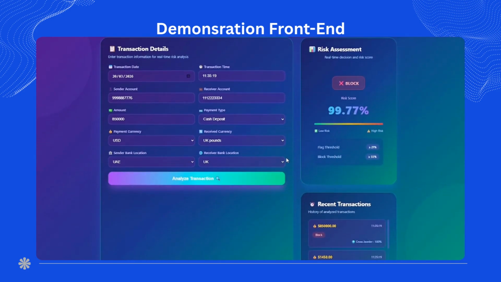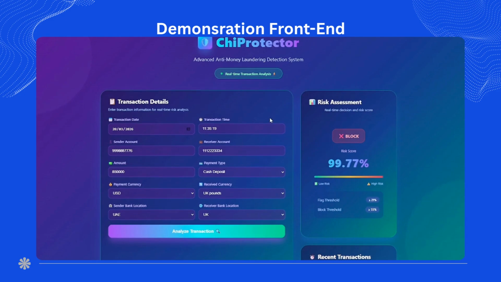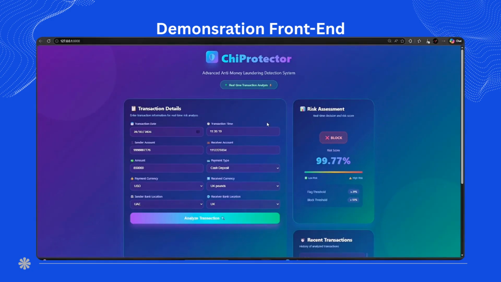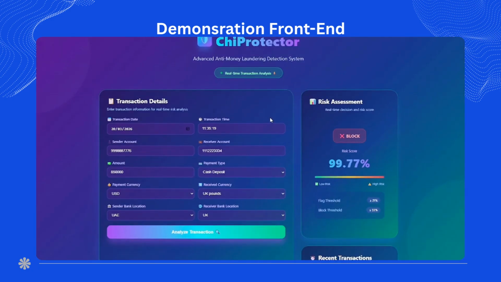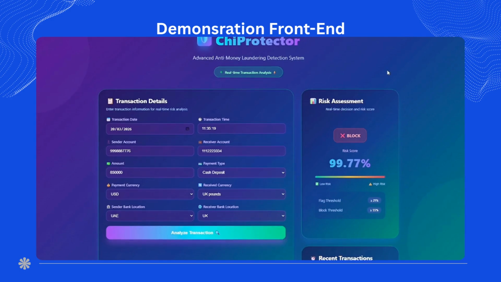By combining a modern and intuitive UI with a millisecond-latency AI backend, ChiProtector provides financial institutions with the digital trust they need to scale globally and safely. So that's all for the demonstration of the front end.